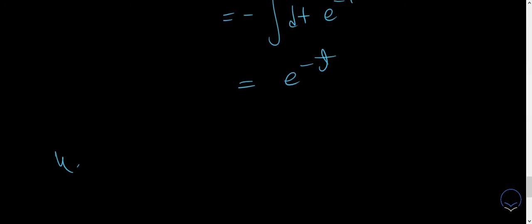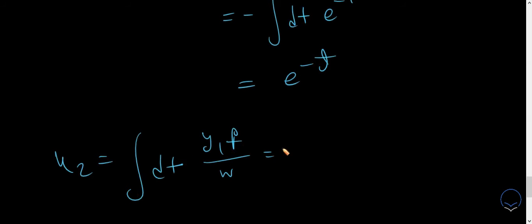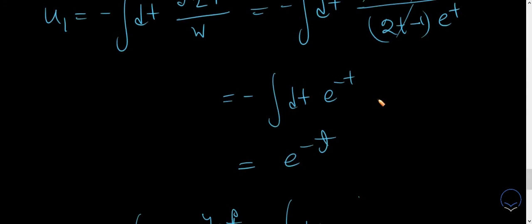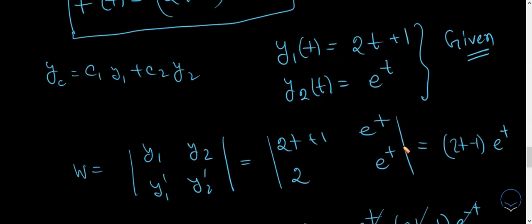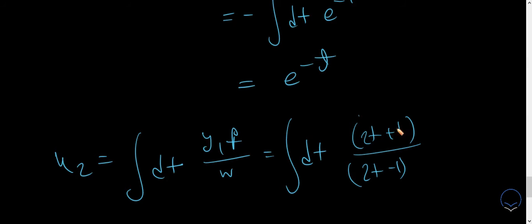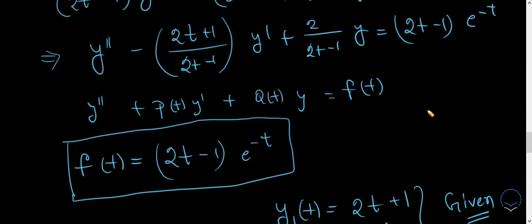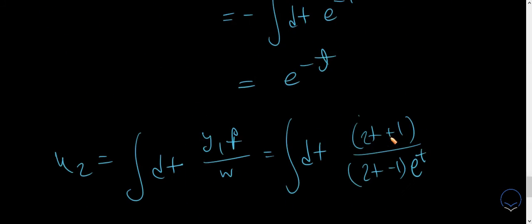Similarly, u2 will now be the integral dt of y1 f divided by the Wronskian, and our y1 was 2t plus 1, the Wronskian was (2t minus 1) e to the power t, and f was (2t minus 1) e to the power minus t. So this is 2t plus 1, sorry, t over here, e to the power minus t.